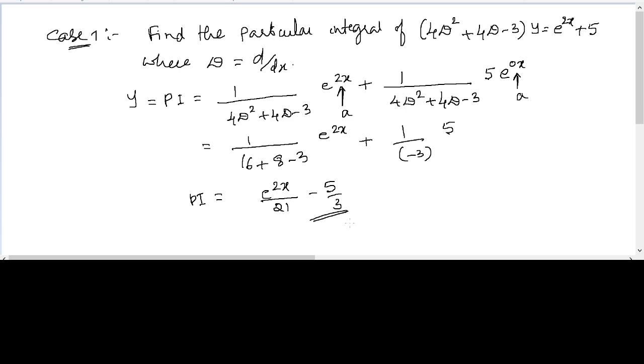Okay, good. So now let us go for some more problems. Take this as problem number 1. Let us go for problem number 2. So now we'll go for the next problem. What is that next problem? It is here.